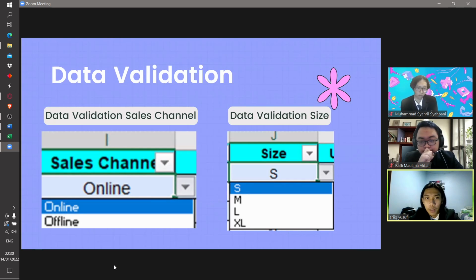This is our data validation. We use data validation for sales channel and validation for size. In sales channel, you can only choose online and offline, and in size you can only choose S, M, L, and XL.